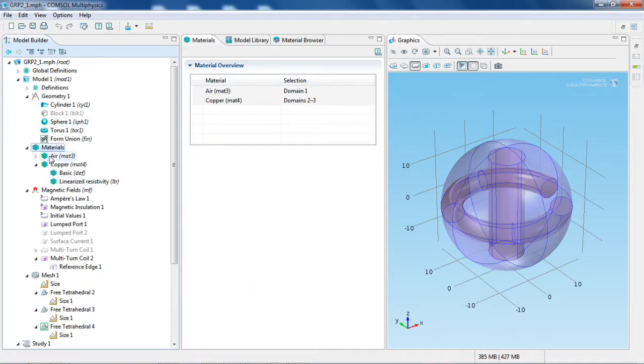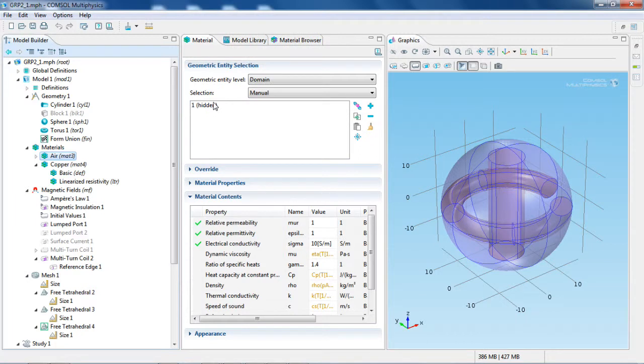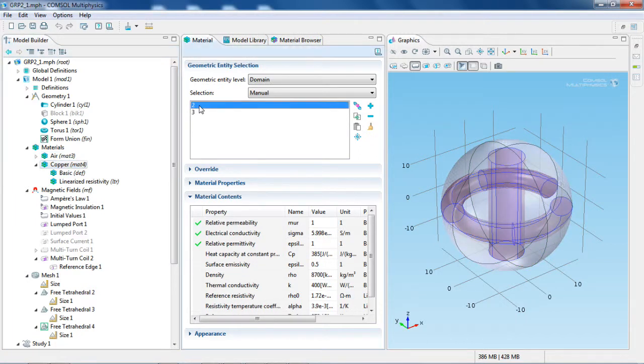Materials were then assigned to the Rogowski coil. Air was assigned to the sphere, whilst copper was assigned to the Rogowski coil and current-carrying conductor.